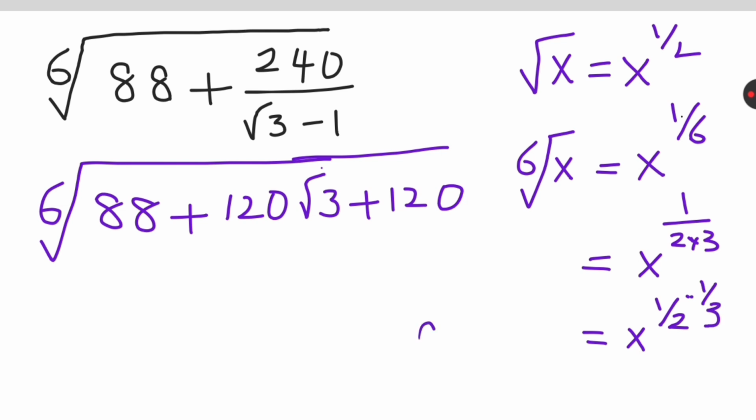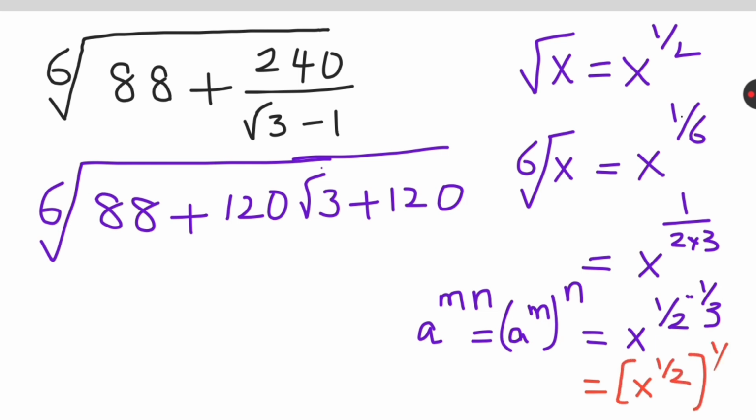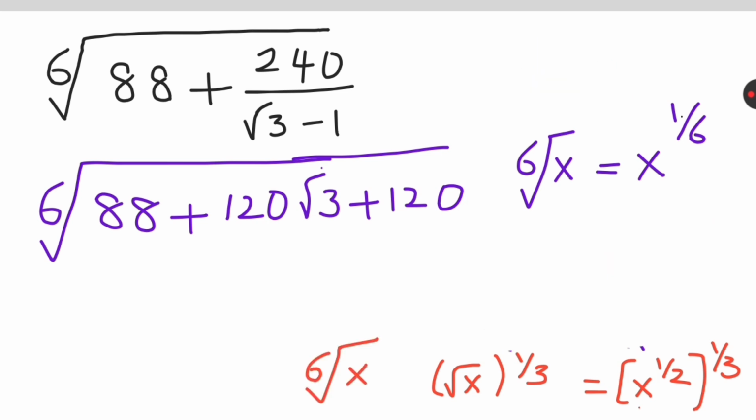Now it is in the form of a raised to the power of m times n. Sometimes we can write this as a raised to the power of m, whole raised to the power of n. Similarly, I am going to write this as x raised to the power of 1 over 2, whole raised to the power of 1 over 3. X raised to the power of 1 over 2 is nothing but root x, whole raised to the power of 1 over 3. So the sixth root of x, we can write as the square root of x whole raised to the power of 1 over 3, isn't it?